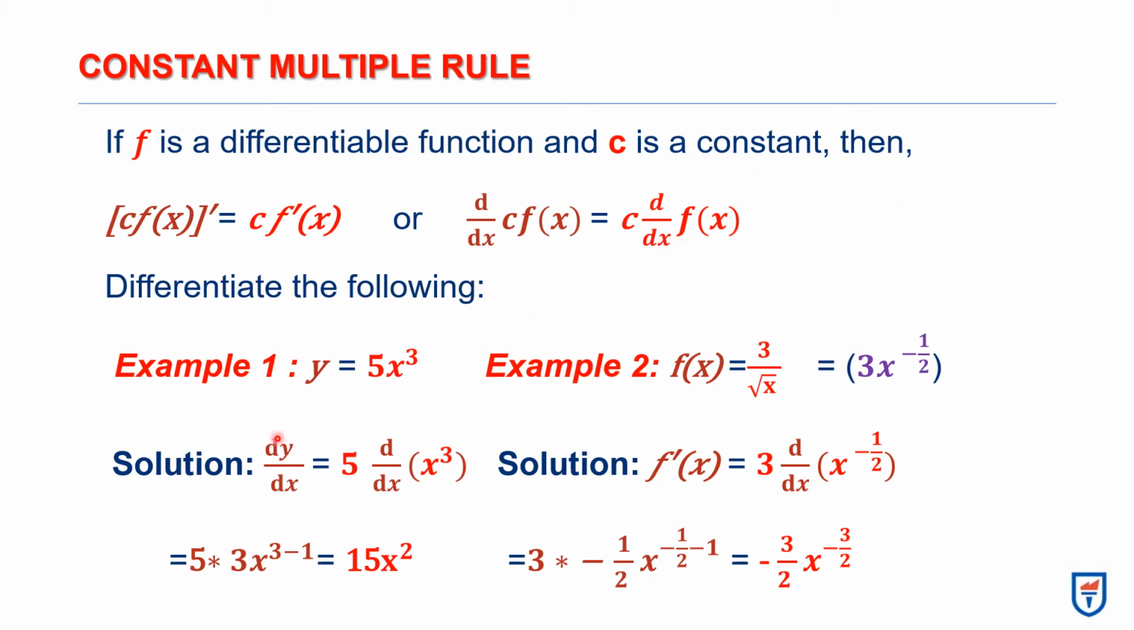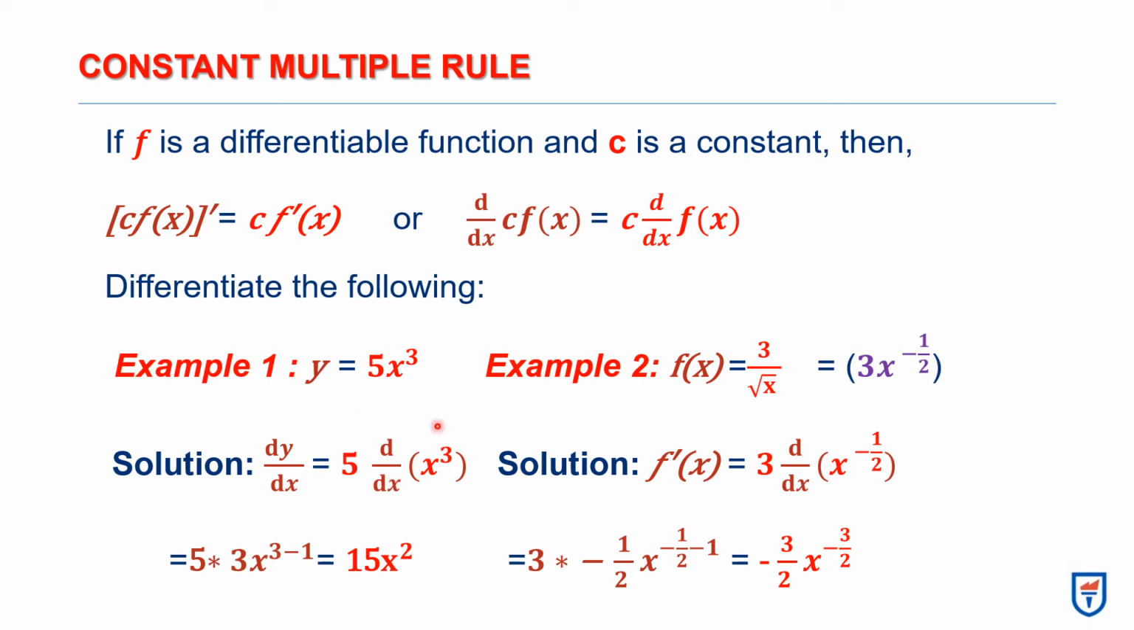So for example, if we have a function y equals 5x to the power 3, when we want to find this derivative, since we've got a constant which is 5 multiplying our function x to the power 3, the derivative dy/dx is the same as 5 times the differentiation of x to the power 3. So we focus on our differentiation of x cubed, and after we find the result, we multiply it with 5.